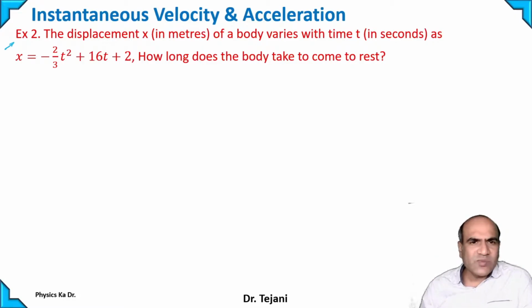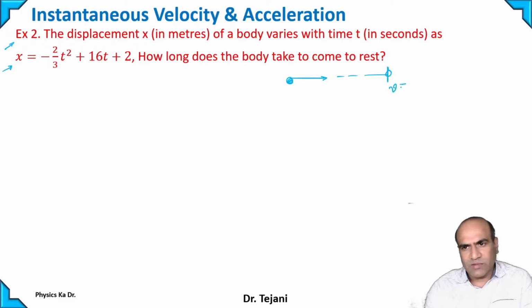It is mentioned that the displacement x in meter of a body varies with time in second. The equation is very important here: x is equal to minus 2 by 3 t square plus 16t plus 2. How long does the body take to come to rest? So the body is moving, and at some place it is resting. So at that point the velocity becomes 0. Then we need to find the time.